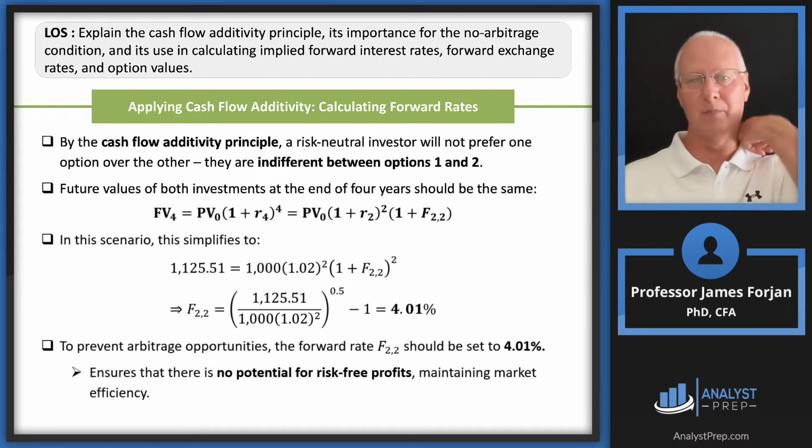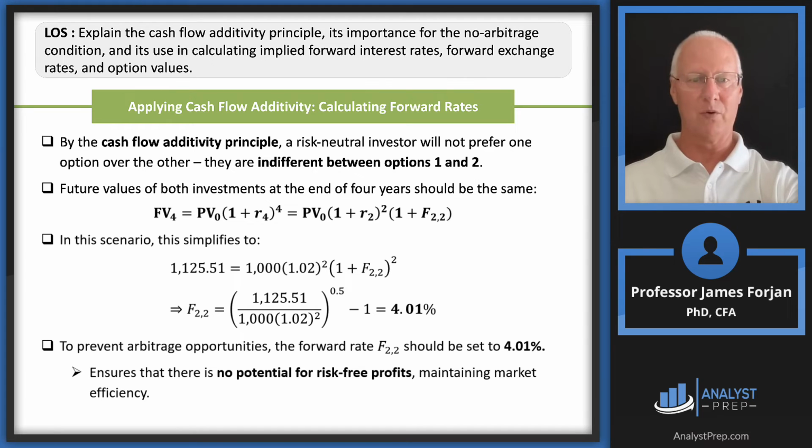So look down in the third box. So what are we doing? 1125.51. We're forcing that future value to equal, there's my 1,000, there's the 1.02. Don't forget to raise it to the 2 power because it's 2 years. And then what is that forward rate? So we need to go ahead. Well, we'll do some algebra there. So look at the bottom arrow point. Ensures that there is no potential for risk-free profits and maintaining market efficiency.